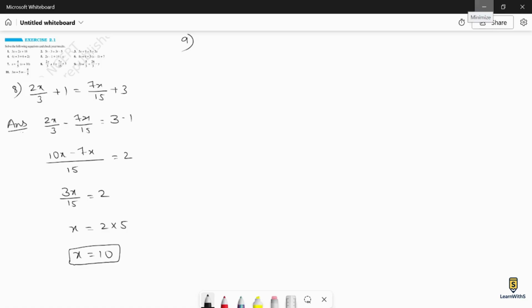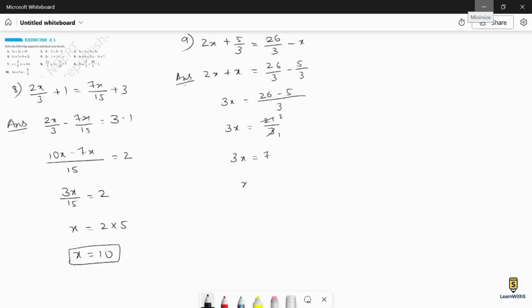Ninth question. 2x plus 5 by 3 is equal to 26 by 3 minus x. So 2x plus x is equal to 26 by 3 minus 5 by 3. So 3x is equal to, LCM of 3, 26 minus 5. 3x is equal to 21 by 3. 3 ones are 3, 3 sevens are 21. 3x is equal to 7. x is equal to 7 by 3.